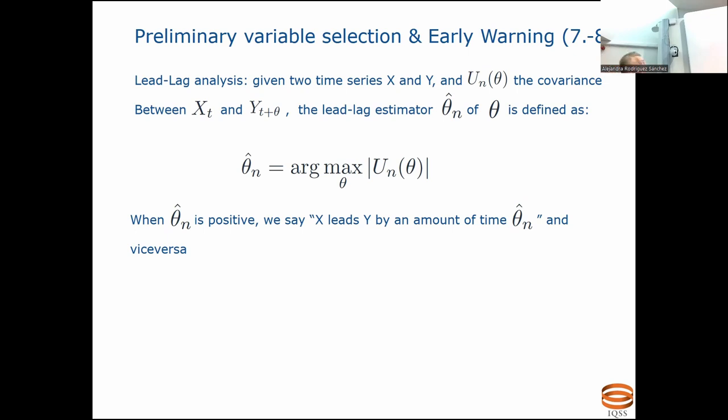And the idea is that if you have two time series lagged by a theta parameter, theta is time, this just looks for the maximal asynchronous correlation between two time series.